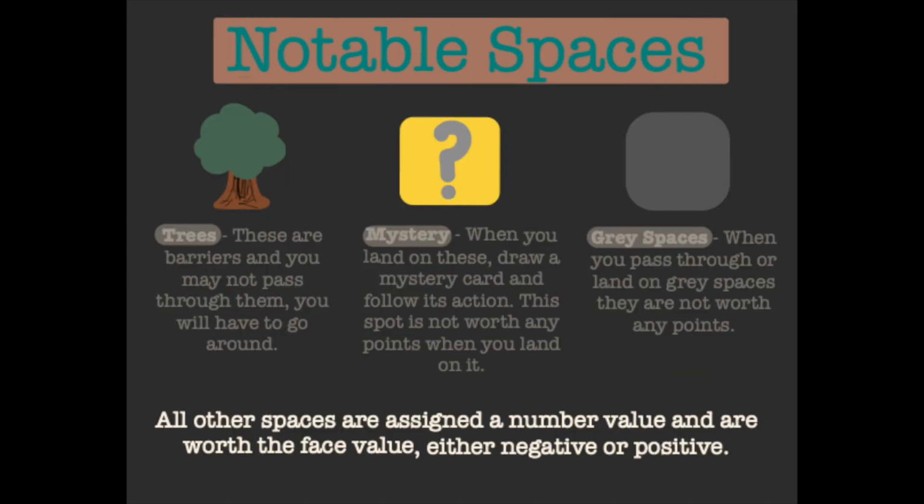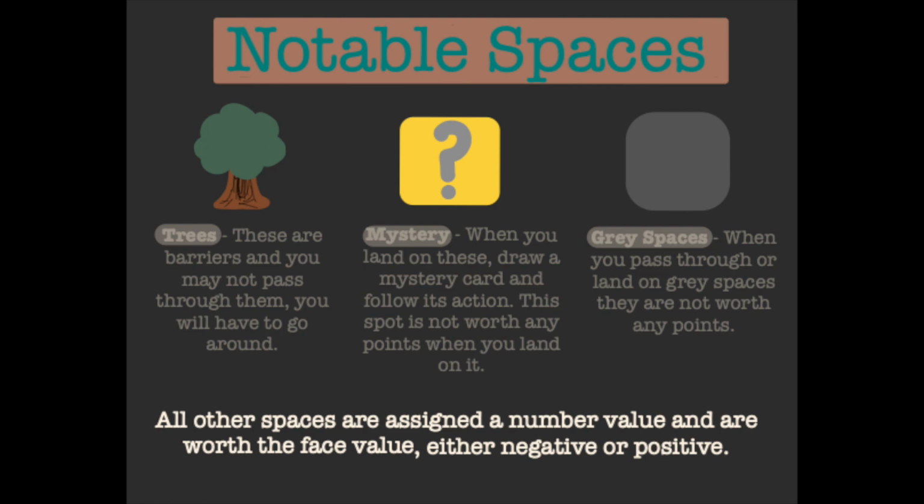Before we begin playing the game, let's become more comfortable with the game board. Some notable spaces within the board are the trees. These are barriers. You may not go through them, you must go around them. The mystery spots have cards that go along with them. When you land on a mystery spot, draw a card and follow its action. There are also a few gray spaces throughout the board. When you cross these, they are not worth any points. They are simply free spaces.